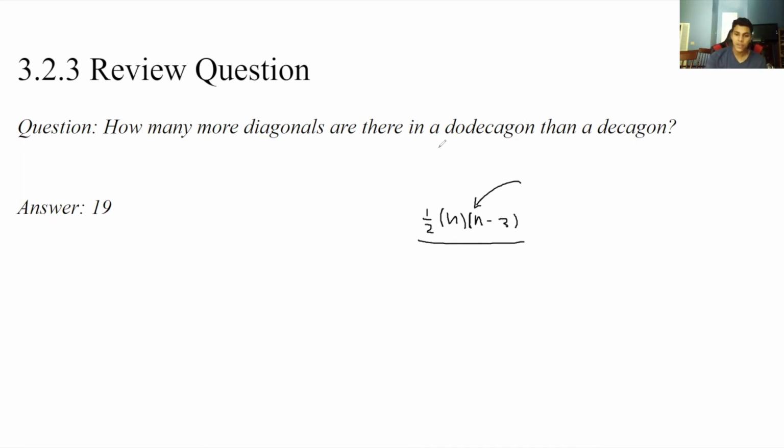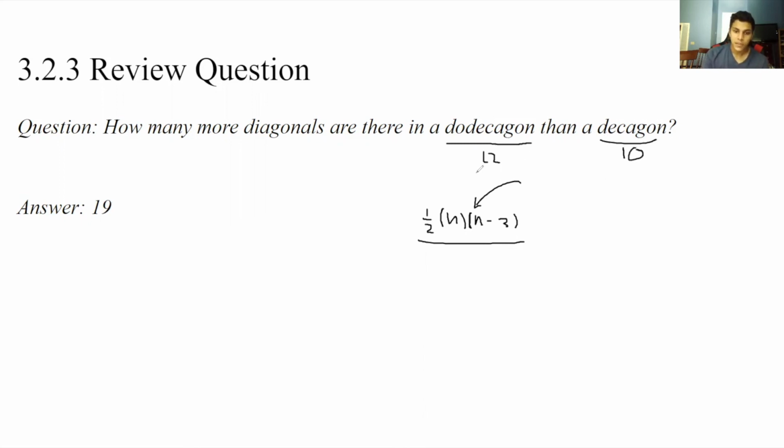So first I need to find how many diagonals there are in a dodecagon. And if you don't know, a dodecagon has 12 sides. You're actually going to have to memorize how many sides lots of shapes all the way up to dodecagon have just by the name. So decagon has 10 sides, dodecagon has 12 sides, so we're going to be using 12 and 10 for this question.